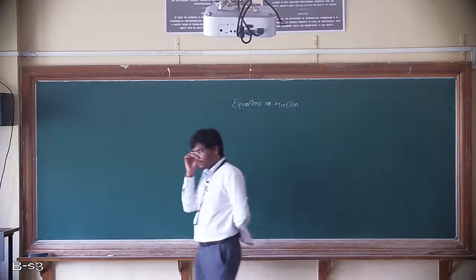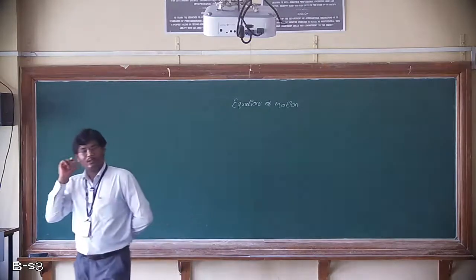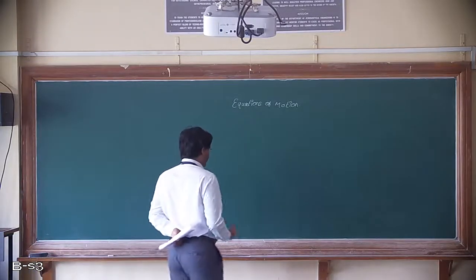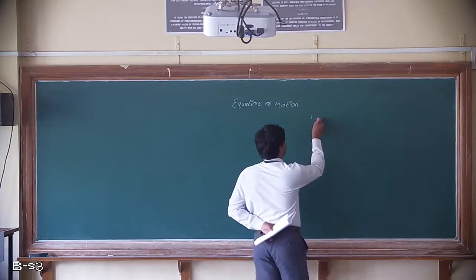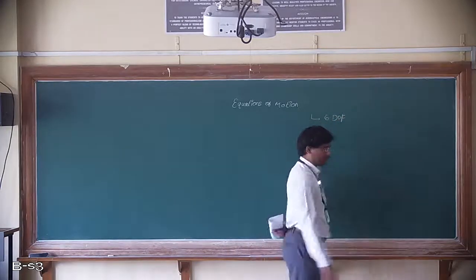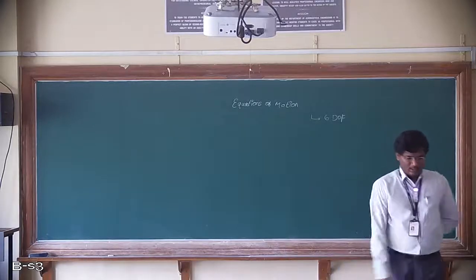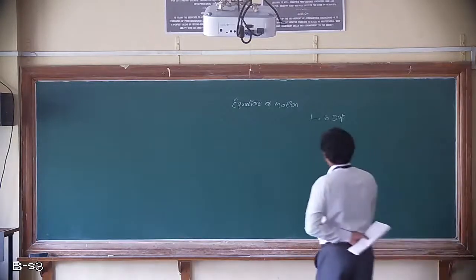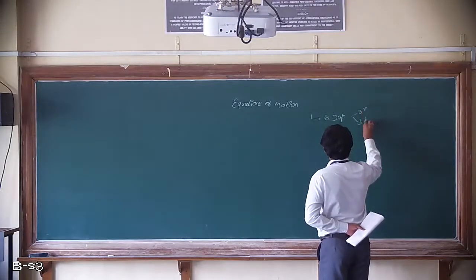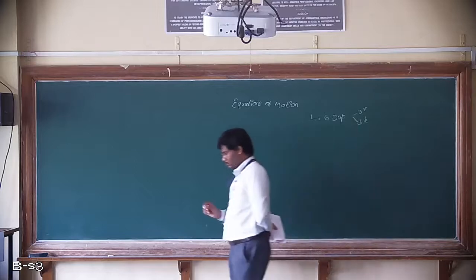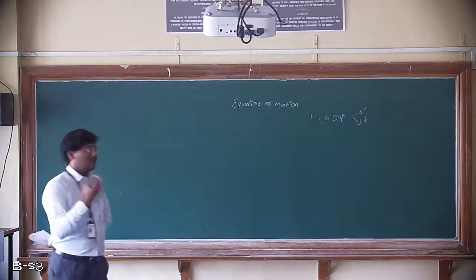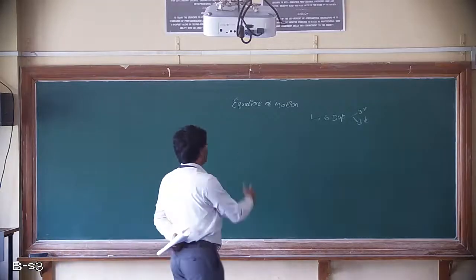For these equations, we assumed the aircraft is a rigid body. If you take the aircraft as a rigid body, then definitely you have 6 degrees of freedom. In this, 3 are translational and 3 are rotational. That's why you are getting 6 degrees of freedom.